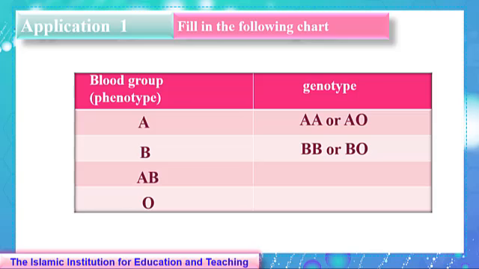For type AB, the genotype is AB, since the codominant alleles are equally expressed. For type O, the genotype is OO, since the recessive allele expresses itself in the homozygote state only.